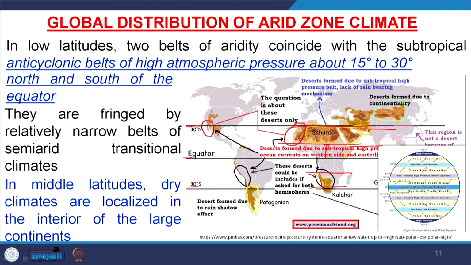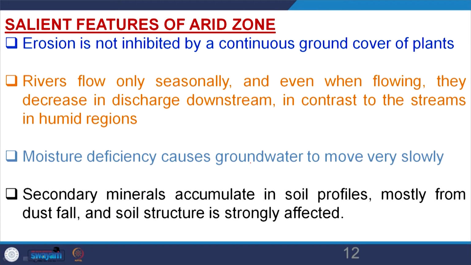Now, you come to beyond this 30 degree latitude, to the middle latitudes. You see the interior of this continent, similarly here on this side, the interior of this continent, we are getting the semi-arid or arid climate. So, that means in low latitudes we get arid climate in the high pressure belts, 15 to 30 degrees, and in mid latitudes we get arid climate in the interior of the large continents.